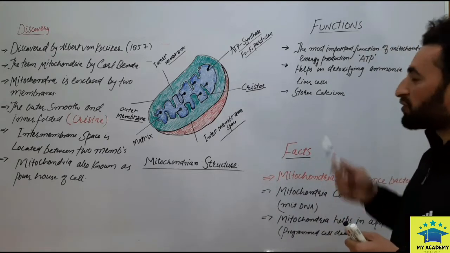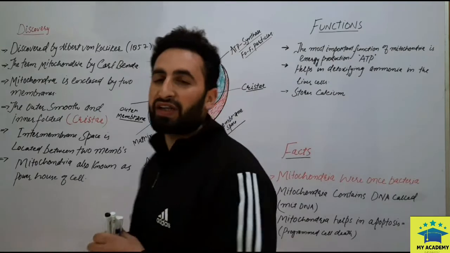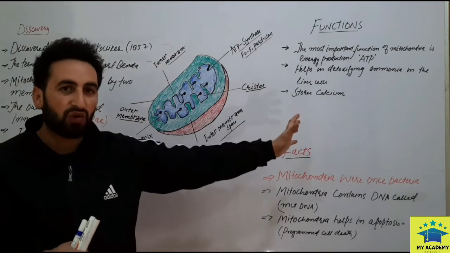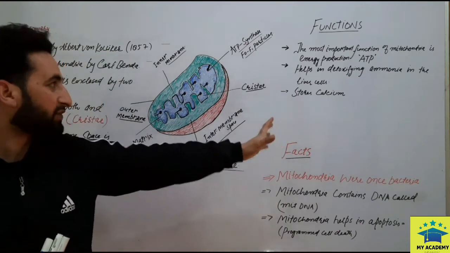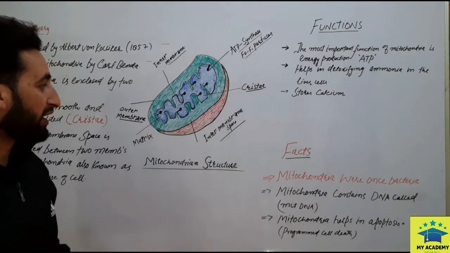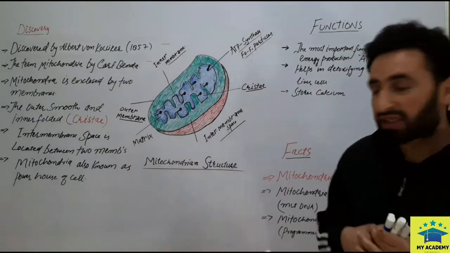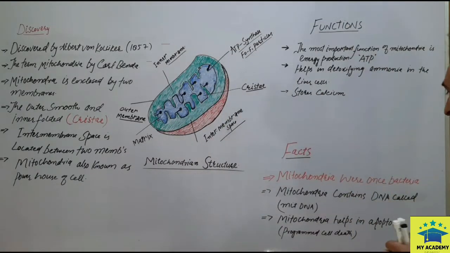Third one is stores calcium. The calcium is stored in the mitochondria. It stores the calcium, and it also provides the calcium. These are the functions of the mitochondria. Okay, let us try to see the facts about the mitochondria.